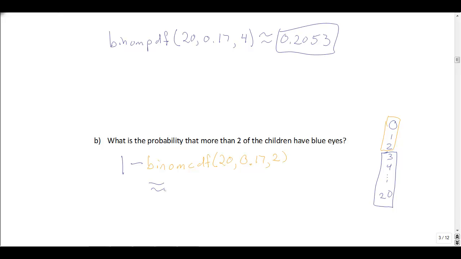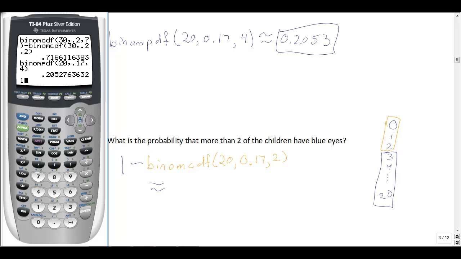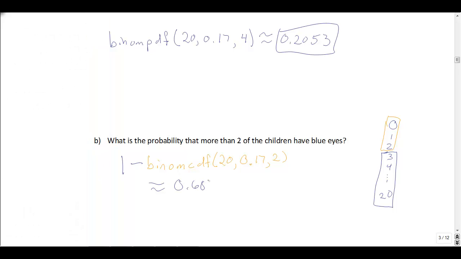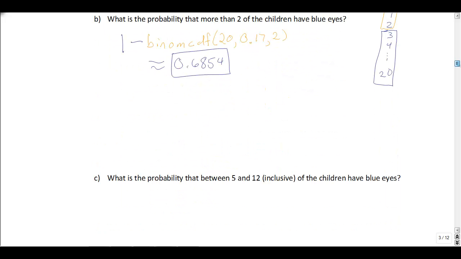So that works out to be 1 minus second distribution, binom CDF, 20 trials, probability of success is 0.17, up to 2 successes. You get 0.6854. So our probability is something like 0.6854 that more than 2 of the 20 children have blue eyes. Pretty good odds.